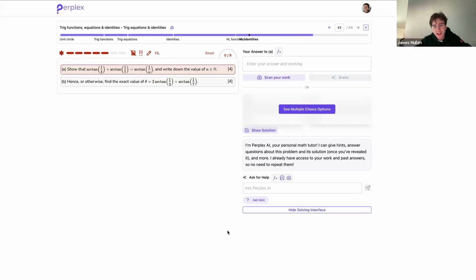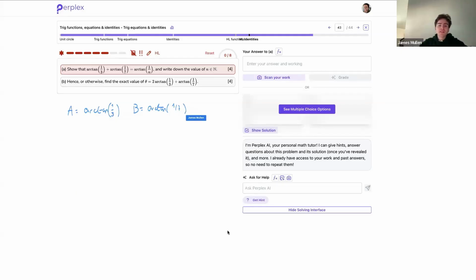All right, here's a nasty, difficult question that says in part A to show that arctan of 1 over 3 plus arctan of 1 over 7 is equal to arctan of 1 over n, and write down the value of n. So what I'm going to do is write that A is equal to arctan of 1 over 3 and B is equal to arctan of 1 over 7.